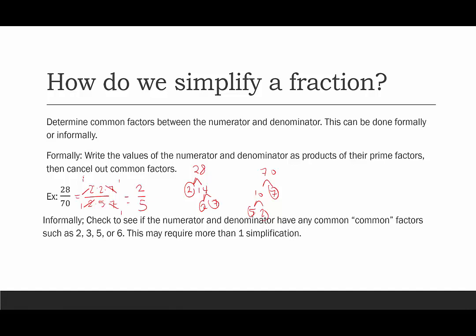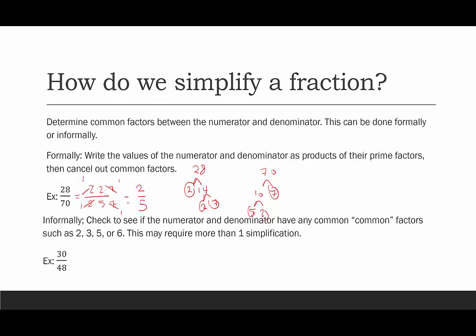So how do we know if something's divisible by 2? Well, if it's even, it's divisible by 2. How do we know if something's divisible by 3? That's where you add up the digits and you see if the sum of the digits is divisible by 3. 5, you look to see if the ones place is a 0 or a 5. And 6, you might just recognize that something's divisible by 6 if you know your multiples really well, or if it's divisible by both 2 and 3. But if it's divisible by both 2 and 3, you're better off just simplifying in 2 steps instead of 1.